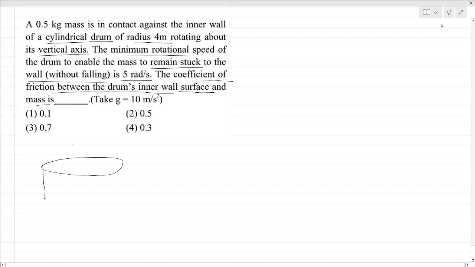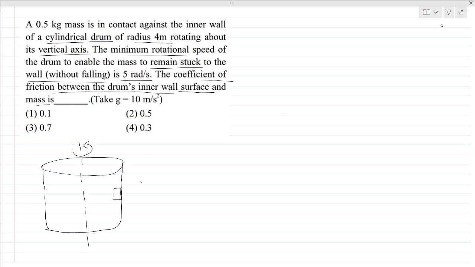A drum which is rotating about its vertical axis. That means the drum is rotating about its vertical axis. Now one mass, due to the rotation, sticks to the inner wall of a cylindrical drum.